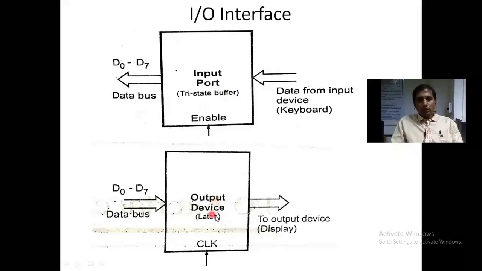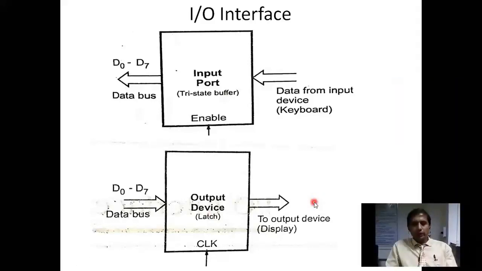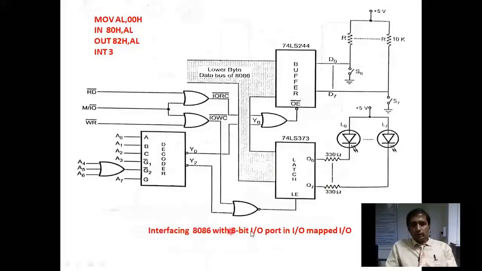Now let us see how both the input port and output port are interfacing to 8086 at a time. Let us see interfacing 8086 with an 8-bit input port in IO mapped IO. We have two mappings, IO mapped IO and memory mapped IO. Let us see IO mapped IO. Again, we have two types, direct addressing mode and indirect addressing mode. Now this diagram is for direct addressing mode.